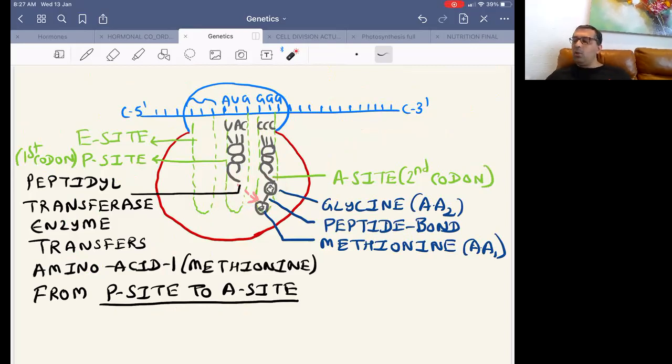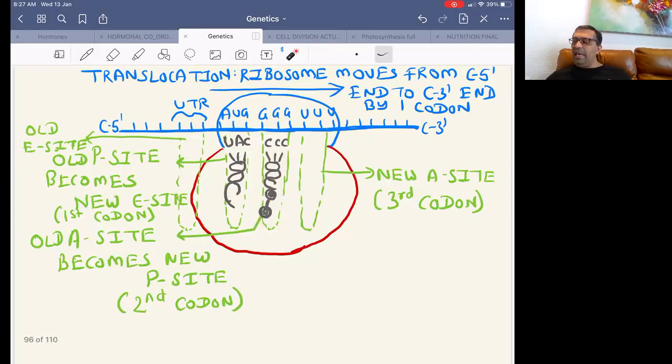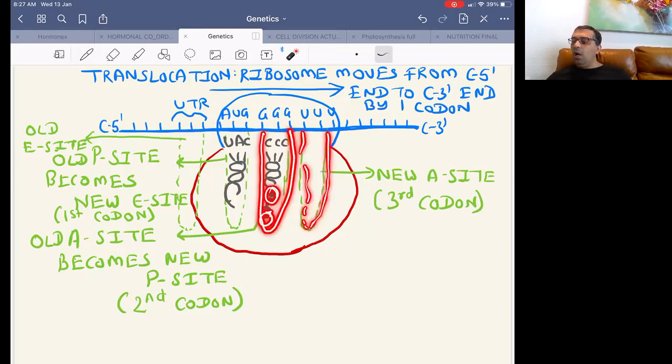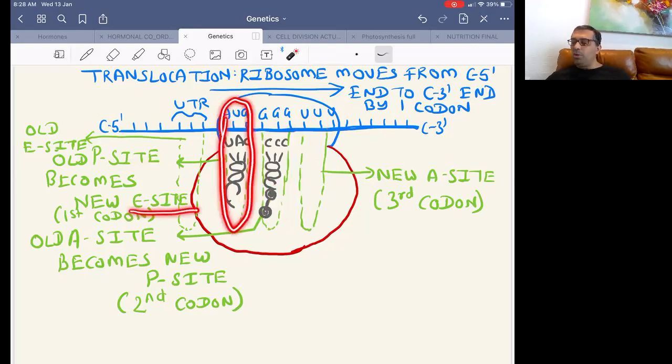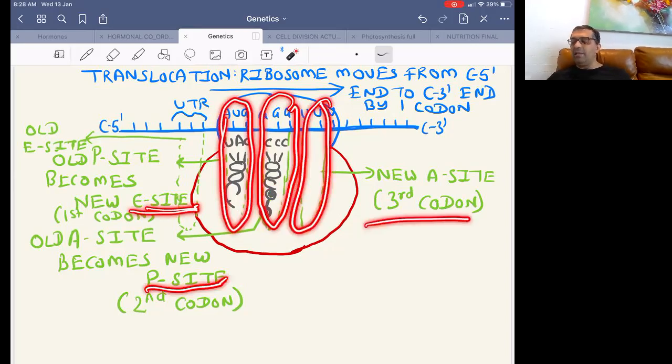So now on translocation, what will happen? At the E site, we have tRNA with no amino acid. At the P site, we have tRNA with two amino acids. And the A site corresponds to the third codon. So the first codon corresponds to the E site, the second codon corresponds to the P site, and the third codon corresponds to the A site.